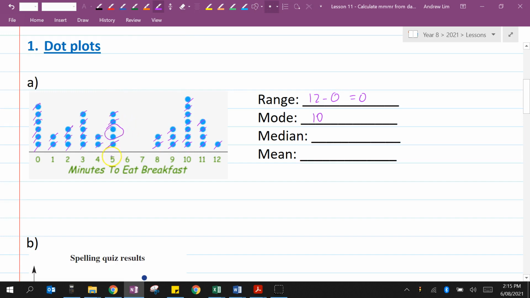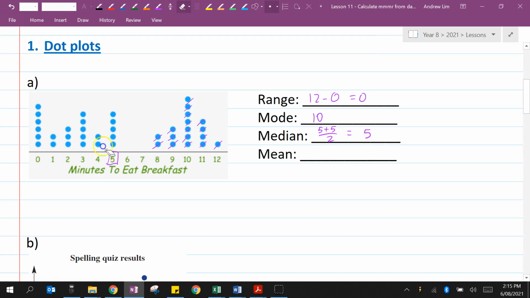So the median is going to be 5 plus, well, this one's 5, this one's 5 as well. So 5 plus 5 divided by 2, because there are 2 of them, is just 5. So the median is 5 minutes to eat breakfast. And the mean is the average. Okay, we want to work out the average.